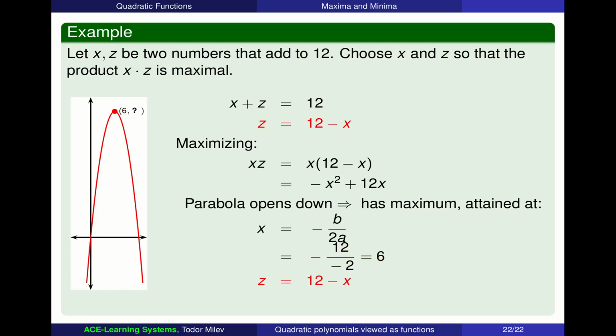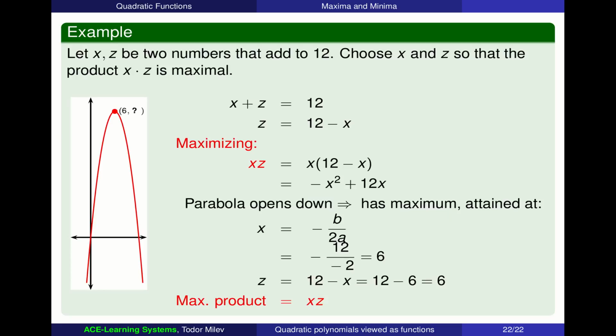What about z? Well, z is 12 minus x. X we just saw was equal to 6, so z is 6. That's it. The problem asks us for the values of x and z, and we got them, 6 and 6.